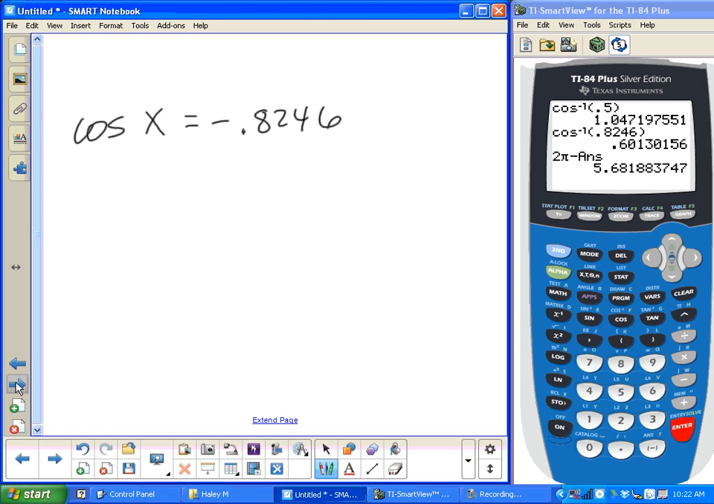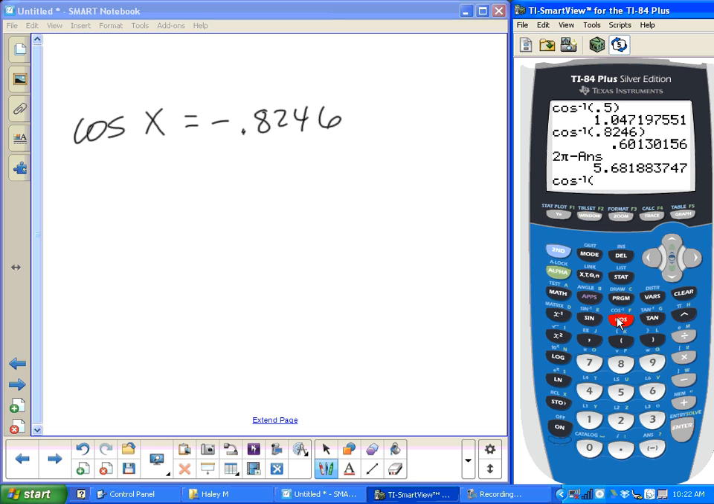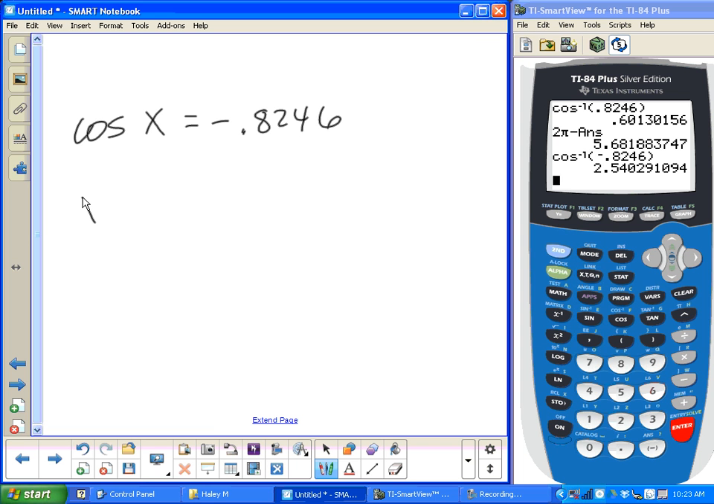All right, so let me punch in my calculator. Inverse cosine 0.8246. I didn't punch the negative, which means I got to punch the whole thing in again. All right, there we go. So now we get x is about 2.5403. Okay, now that's one answer.